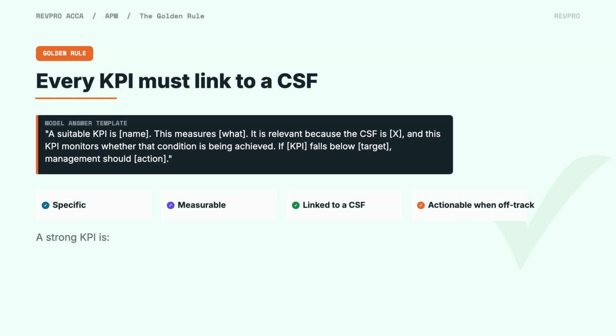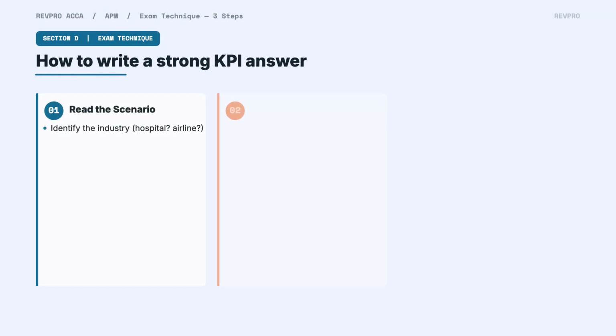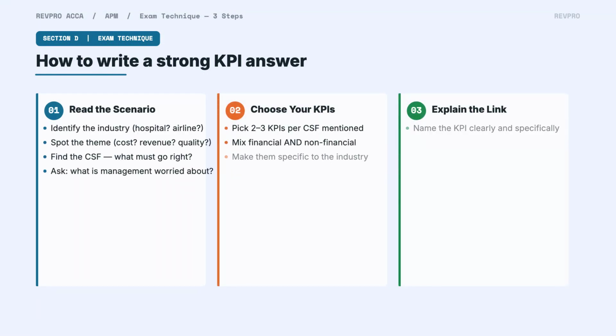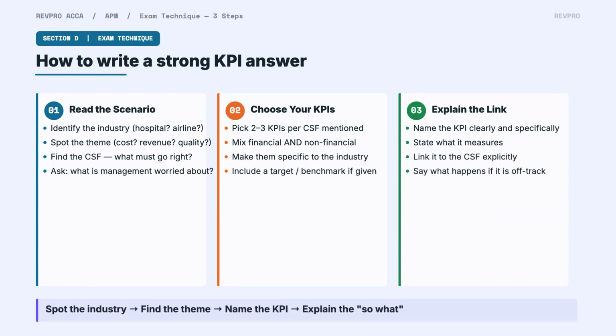Now let us talk exam technique. There are 3 steps. Step 1. Read the scenario. Identify the industry. Hospital, airline, retailer. Spot the theme. Is it about cost, revenue, quality, or people? Find the CSF. What must go right? Ask yourself what management is worried about.